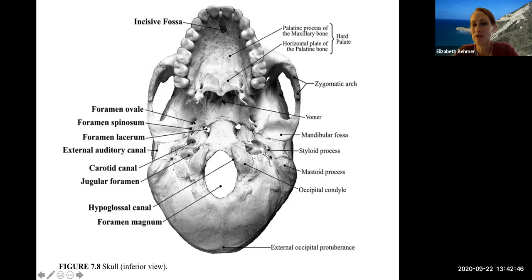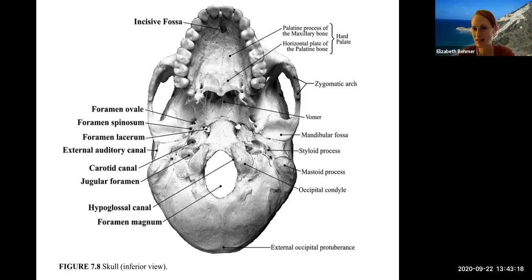This is a look at where your vomer is. Again, that makes up the bottom half of your nasal wall, your septum. The mandibular fossa, the fossa is a depression that the head of your mandible will sit in. Then you have a styloid process, which looks like, if any of you have record players, the stylus on a record player. It's a little pointed structure. The styloid process is important for different muscle attachments or ligament attachments.